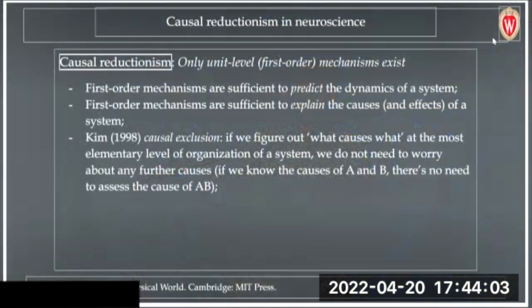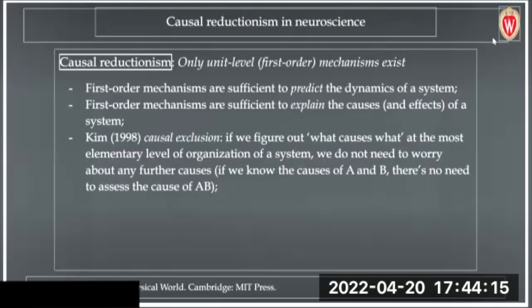Thank you very much. Thanks everybody for being here. So I would like to talk to you about causal reductionism. And causal reductionism, as I targeted here in this talk, is defined as follows.